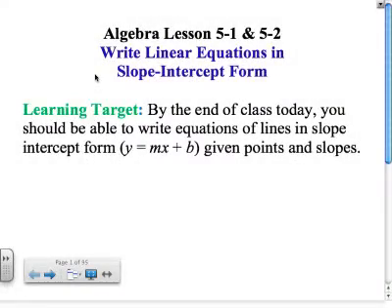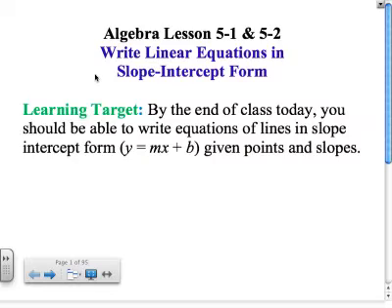We transition into chapter 5 here. Recall chapter 4 was all about graphing linear equations. We looked at three different methods. We looked at y equals mx plus b. We looked at just creating an xy chart. And we also looked at graphing using intercepts.